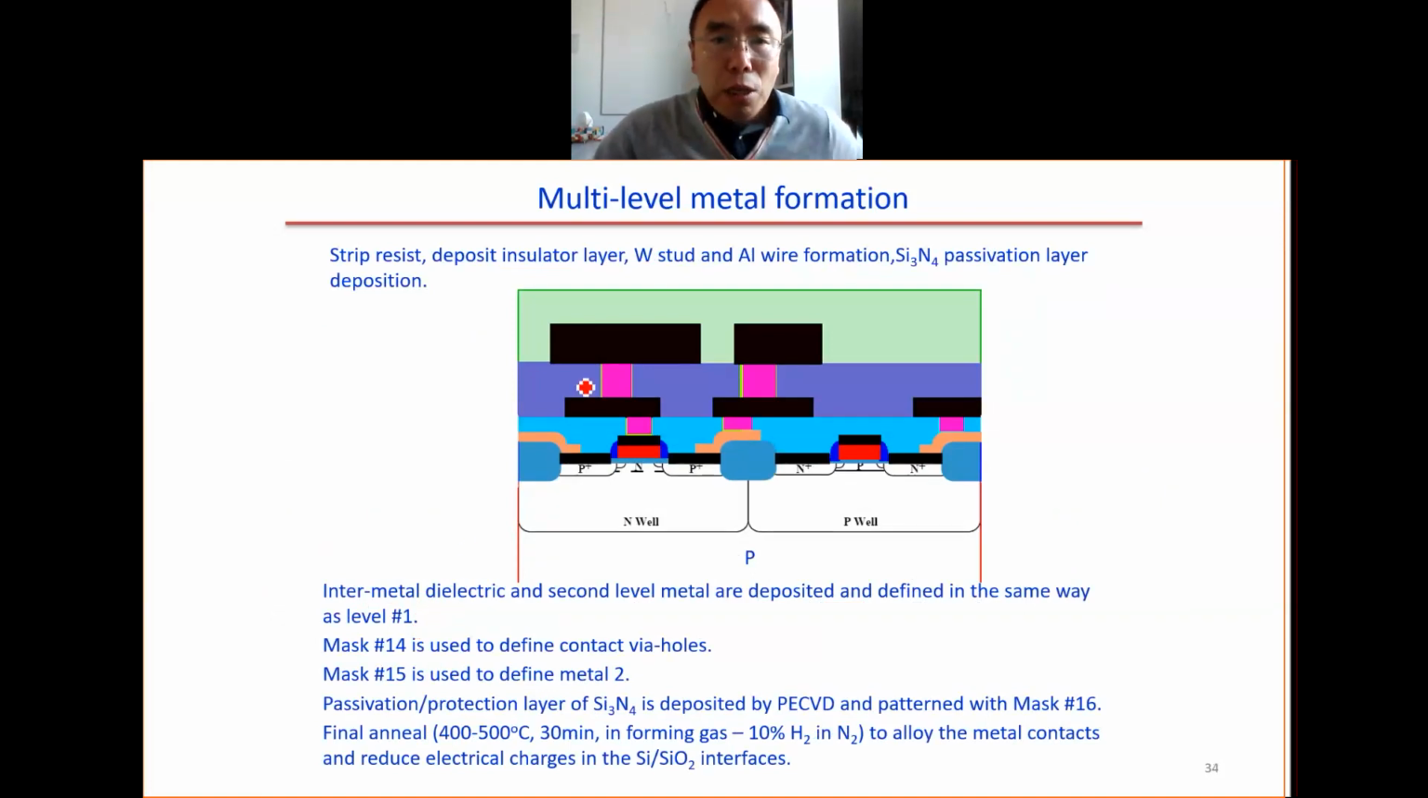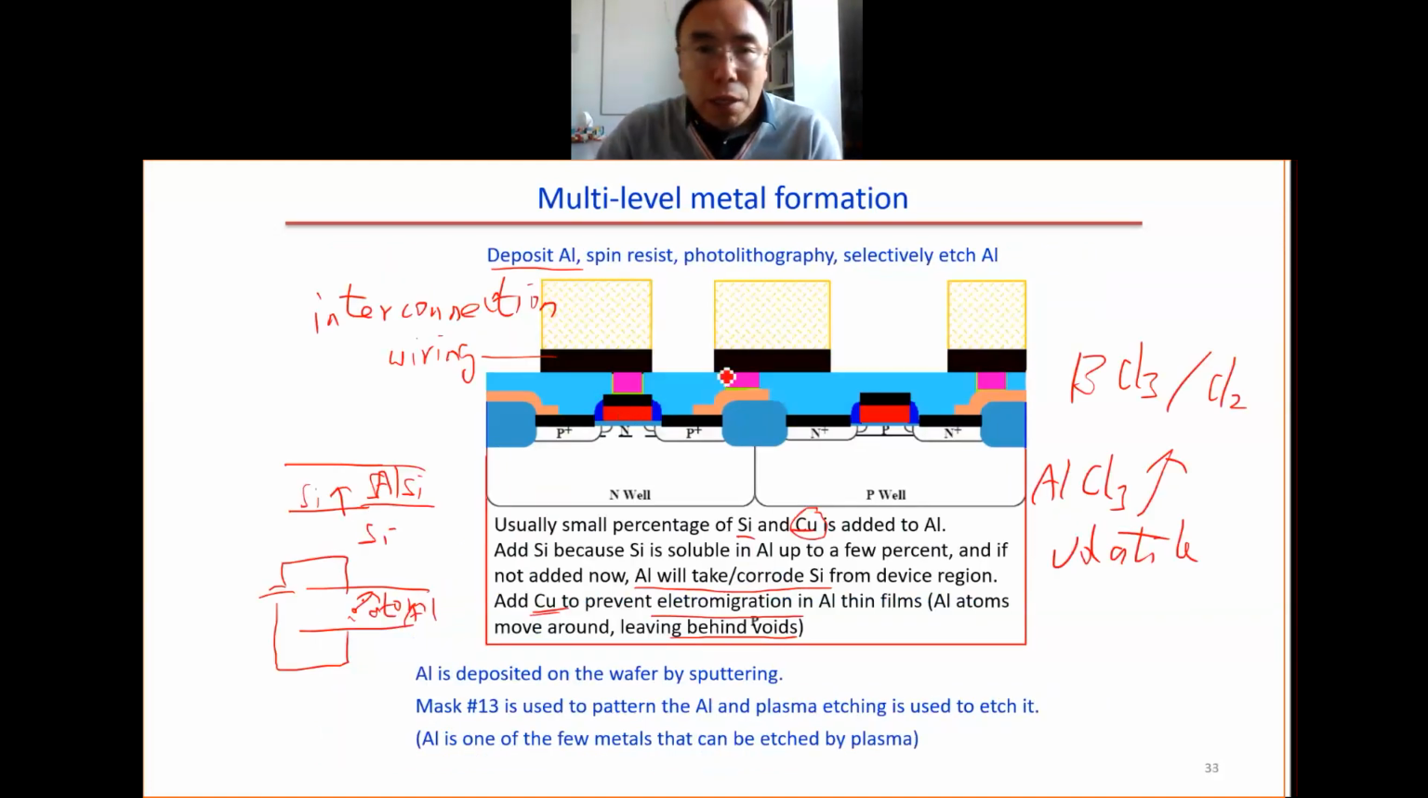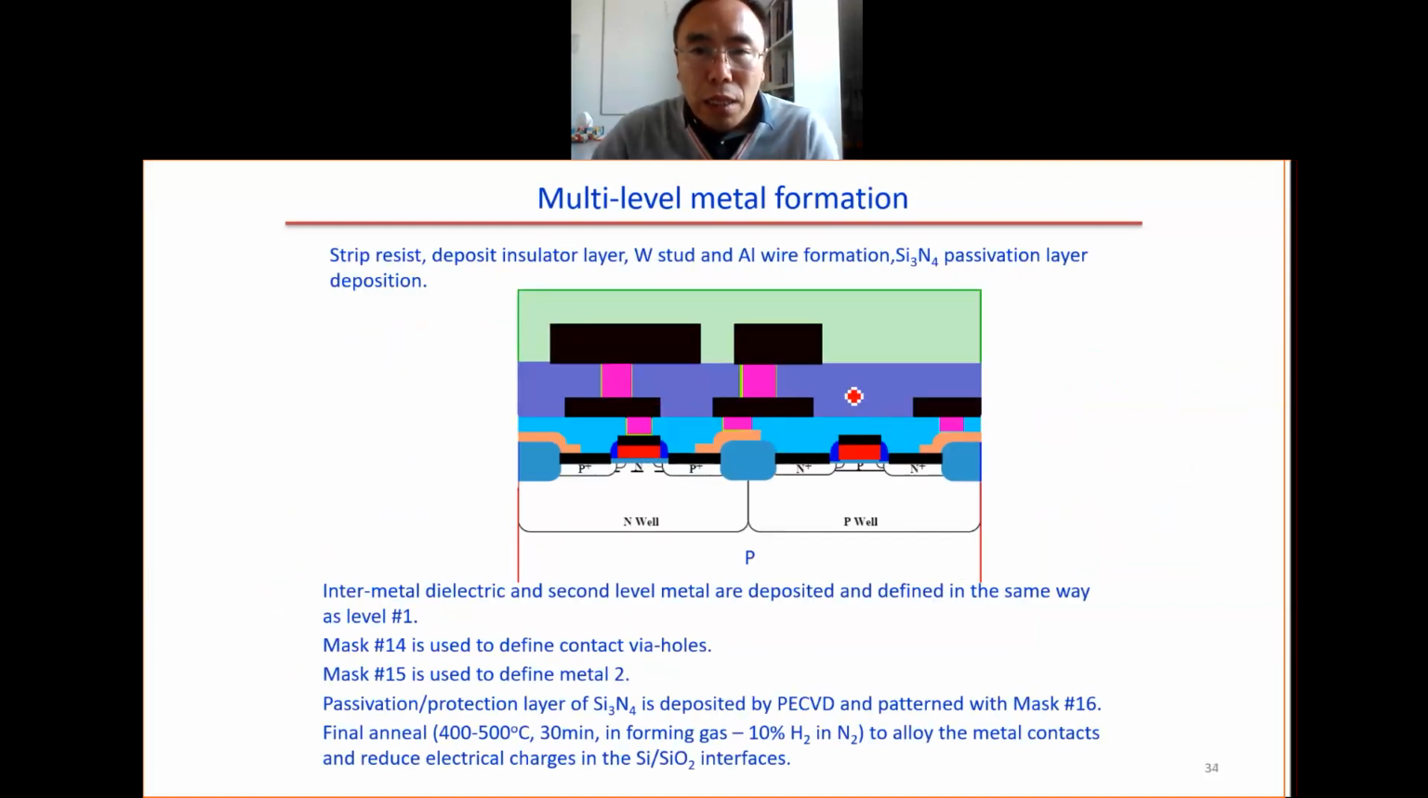So next, here we have the first metal layer. We do the same thing for the second metal layer. Here we have the silicon oxide, and this is also silicon oxide. Then we do the stud again. We do the aluminum again to repeat the process.